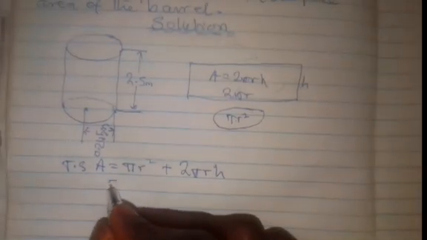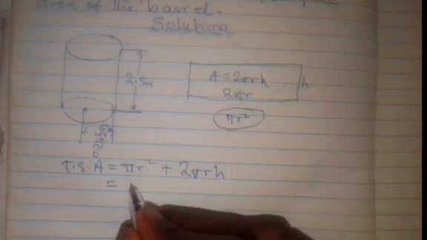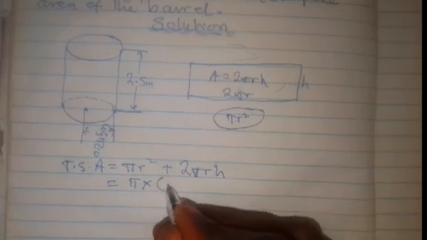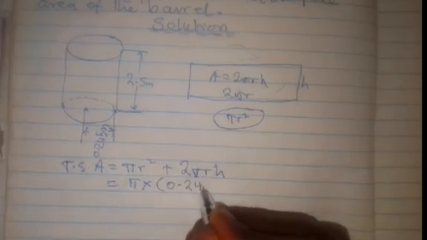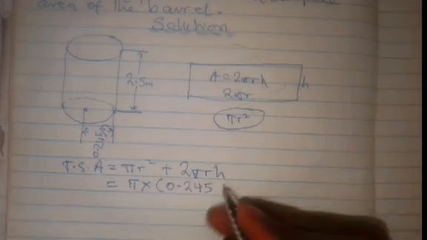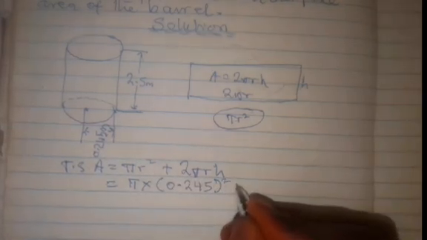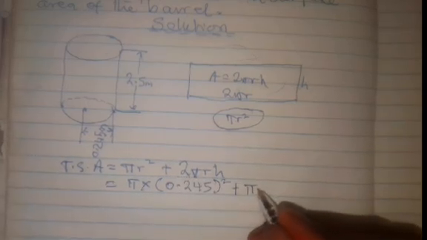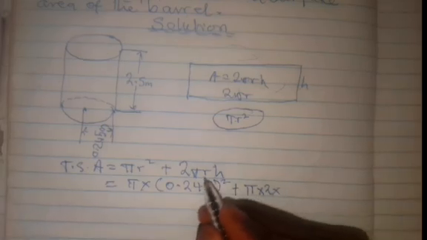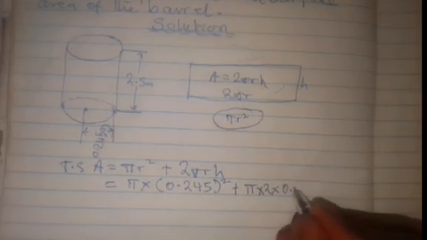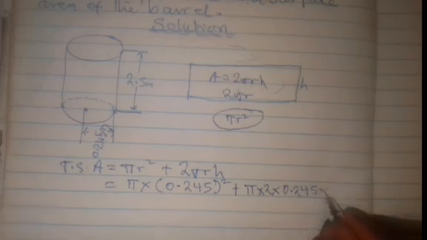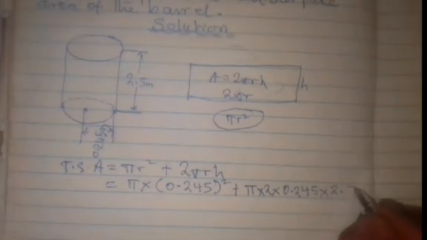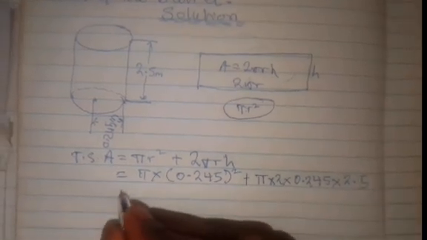Okay, so we'll put our equals to, I would like to keep my pi constant, so I'll write it out as pi multiplied by the radius. We take the square of the radius, 0.245, which is this value you see here for the radius, and we take it as the squared, then plus, we pull out our pi, which is this pi that is here, then 2 multiply by the radius, 0.245 multiply by the height, which of course you know as 2.5.